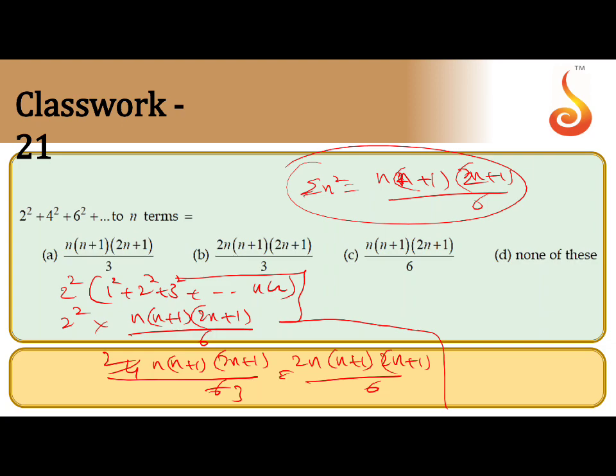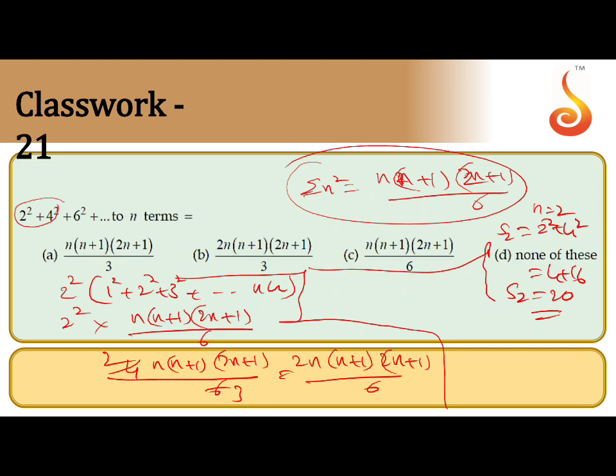That is one method. Now the shortcut method: using the verification method, just assume n equal to 2. So you can find S2, which means the sum of the first two terms. That is 2 square plus 4 square, which is 4 plus 16. So the S2 value is 20. So substitute n equal to 2 in the options. Which option gives 20? That is the only answer.